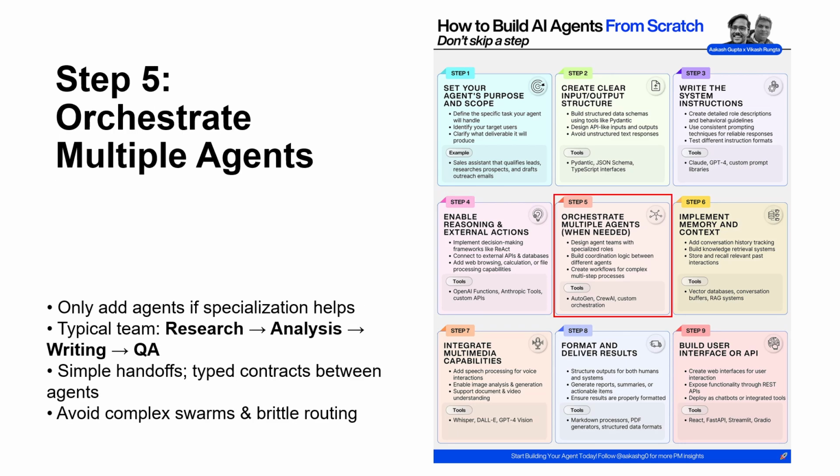Multi-agent architectures are powerful but often overused. Add a second agent only when specialization lifts quality or speed. A common pattern is a 4-stage pipeline: research, analyze, draft, and QA. Keep the handoff structured with the schemas from step 2 so each agent knows exactly what to expect. Complex orchestration leads to complex failures.